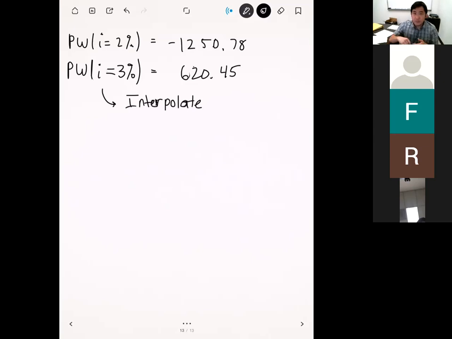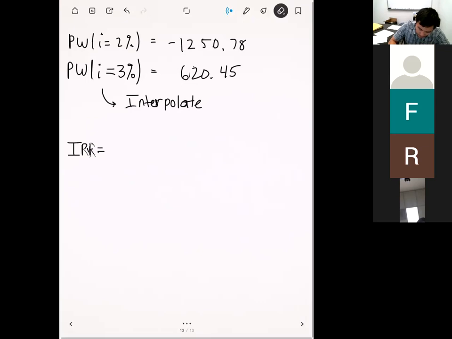All right. And so if you guys have taken thermodynamics before, I know you guys have done interpolation. But let me give you the formula that I use for this, just so we can all be on the same page. Okay. And so the formula for interpolated rate of return. And so the symbol I give for that is IRR, which stands for internal rate of return.